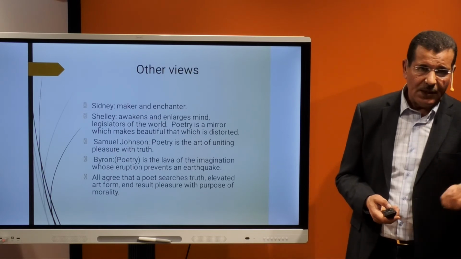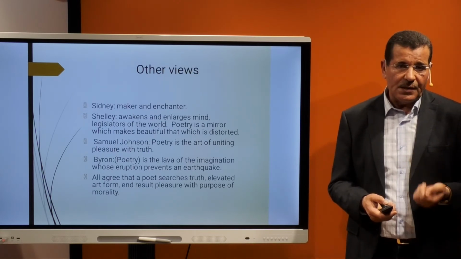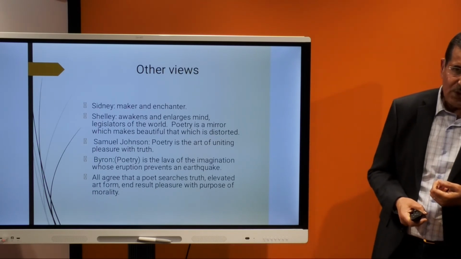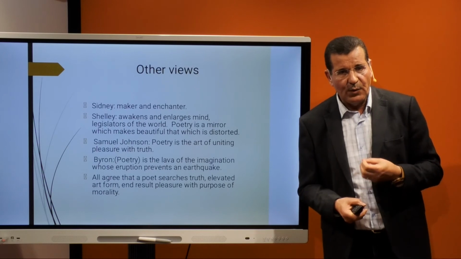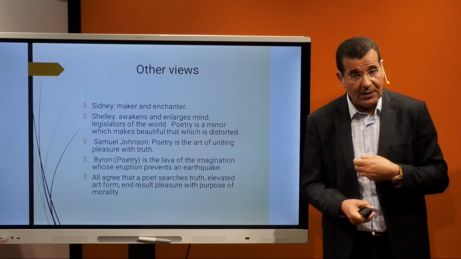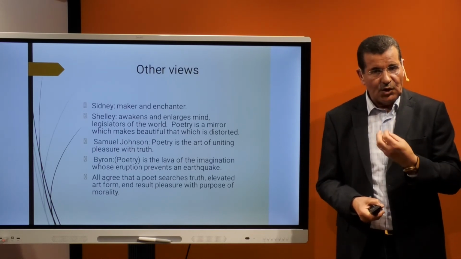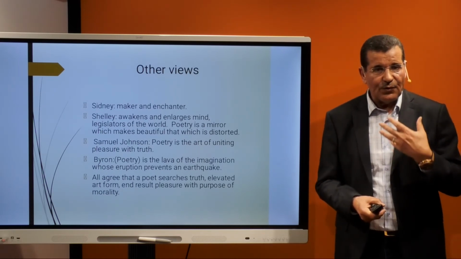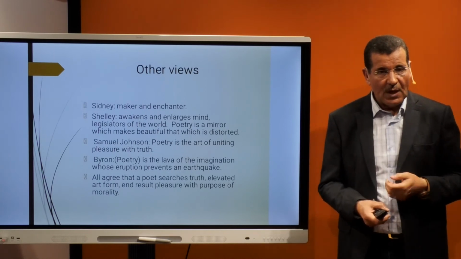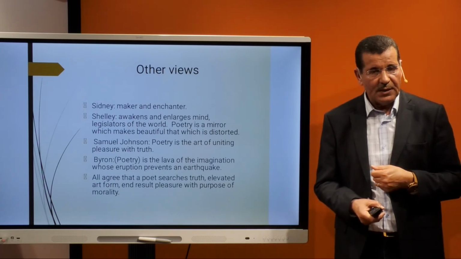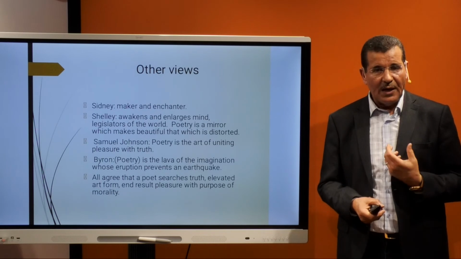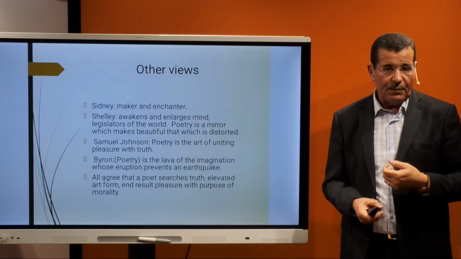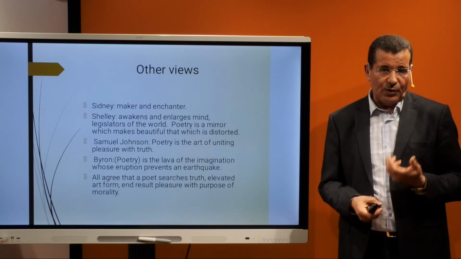Shelley, with the Romantics: for him art awakens and enlarges the mind. We have the poet as the legislator of the world. Poetry is a mirror which makes beautiful that which is distorted. Poetry can change something distorted into something which is beautiful. Samuel Johnson: poetry is the art of uniting pleasure with truth. Byron, from the Romantic period: poetry is the lava of the imagination whose eruption prevents an earthquake. Very important reflection on the power of imagination.